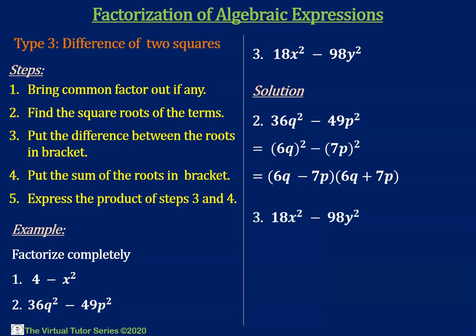Example 3. 18x squared minus 98y squared. Step 1. The common factor of 18 and 98 is 2. So we bring 2 out. 18x squared divided by 2 is 9x squared. Negative 98y squared divided by 2 is negative 49y squared.